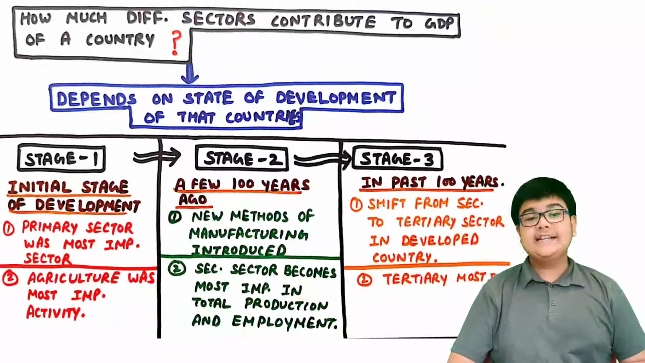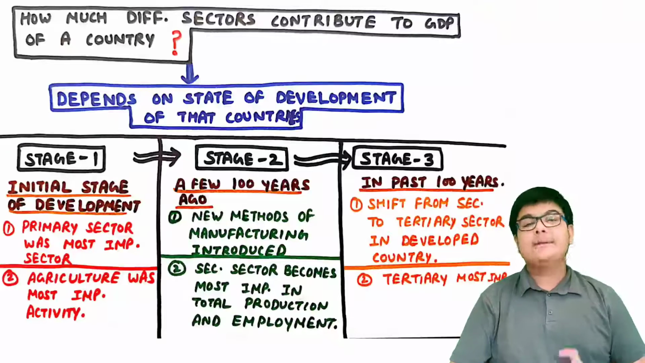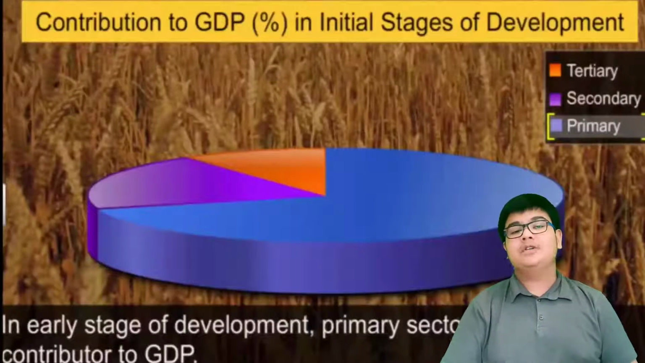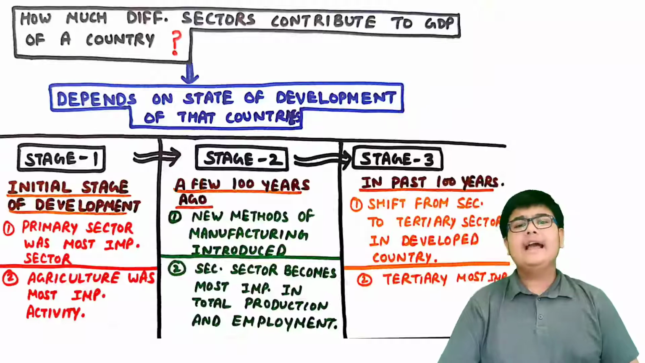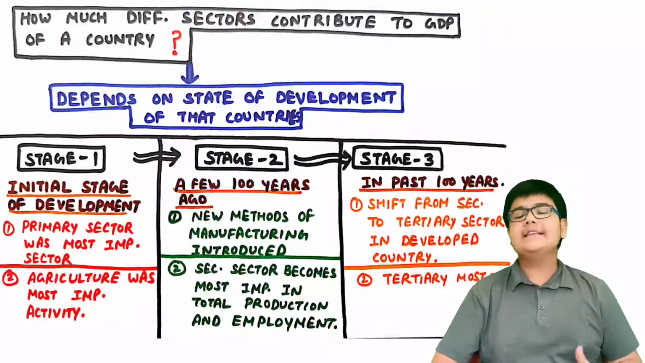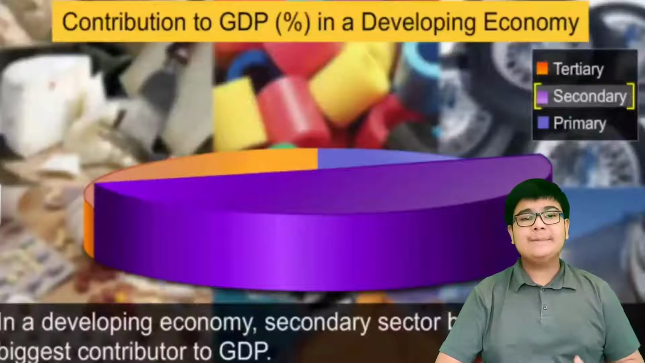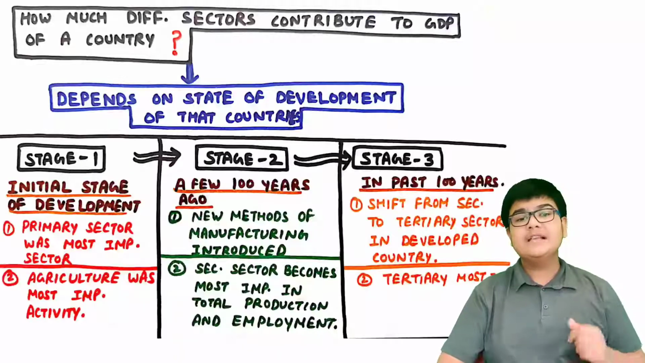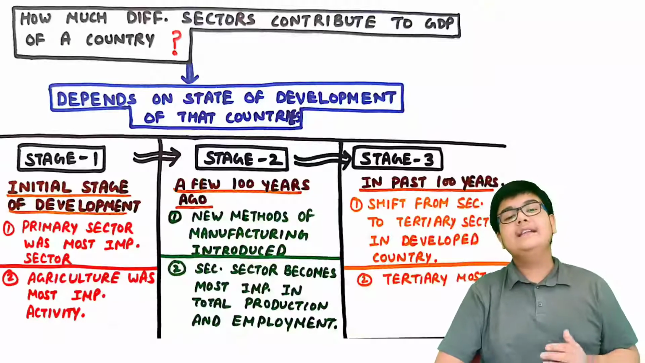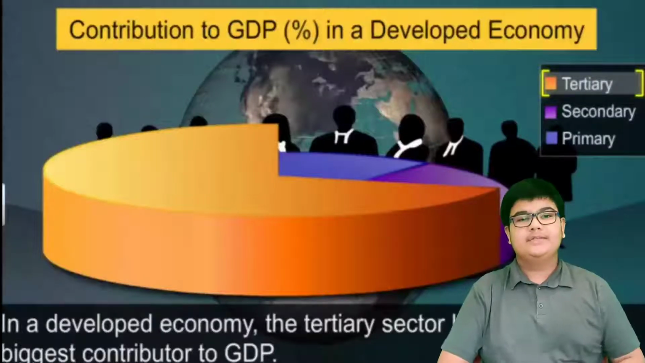This depends on the state of development of that country. In the initial stage of development, the primary sector was the most important sector and agriculture was the most important economic activity. But as new methods of manufacturing were introduced a few hundred years ago, the secondary sector became the most important sector and it became the major contributor to the GDP of a country. But in the past few decades, there was a shift from the secondary to the tertiary sector in the developed countries, and the tertiary sector became most important.